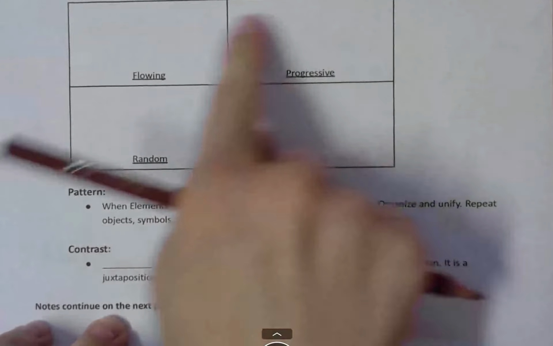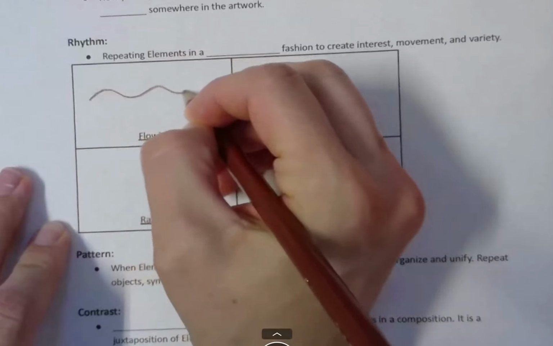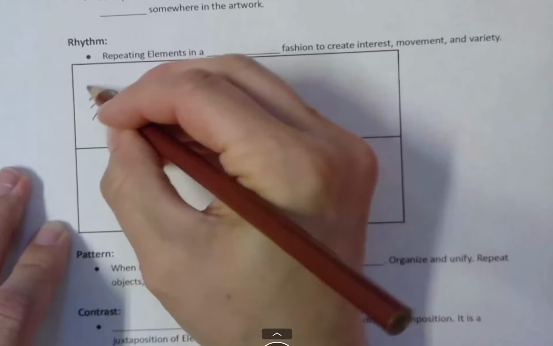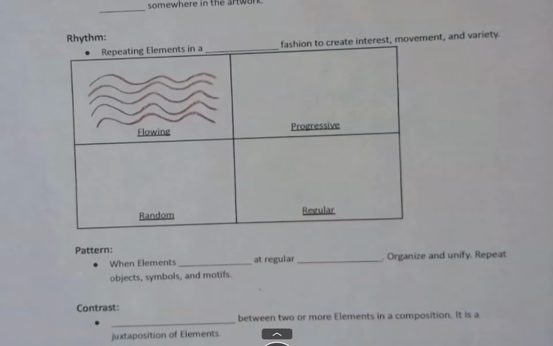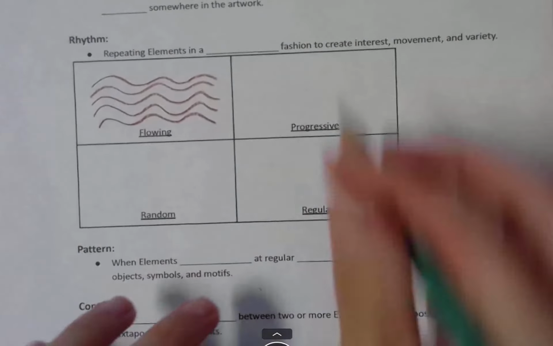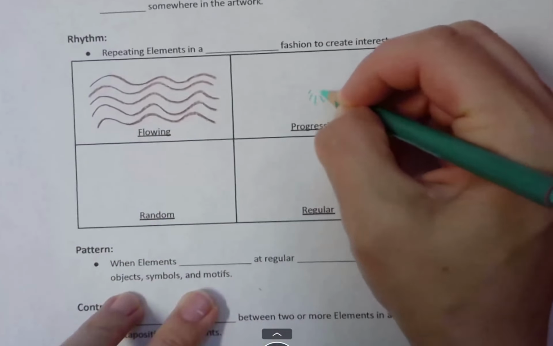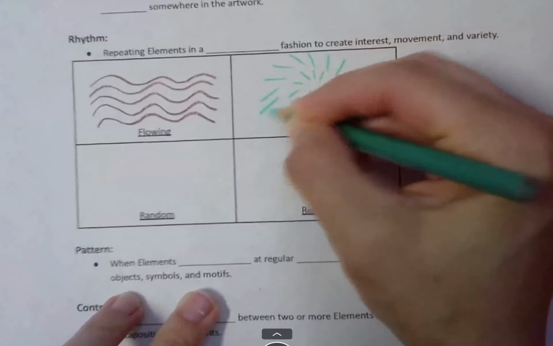Let's create 4 different ways of making rhythm. Flowing. This is where there's just lines that flow. It could be shapes, could be forms, but we're just going to draw lines and they just flow really nicely. Progressive. Progressive rhythm is where something is getting bigger and smaller, and it doesn't have to go horizontally. So I could do these lines that are getting longer as they spiral outward.